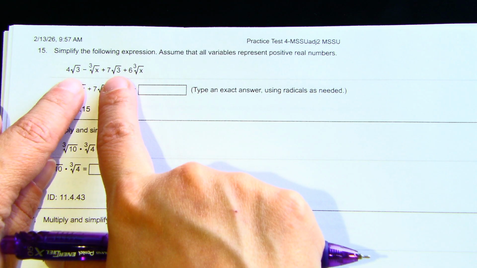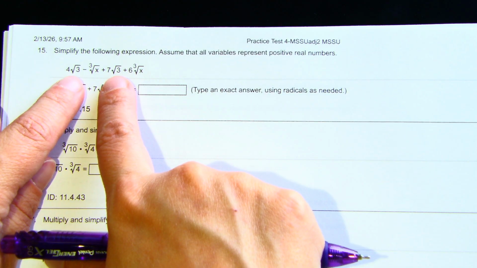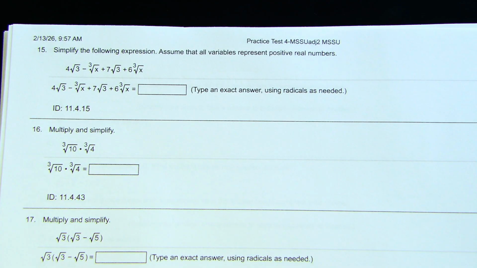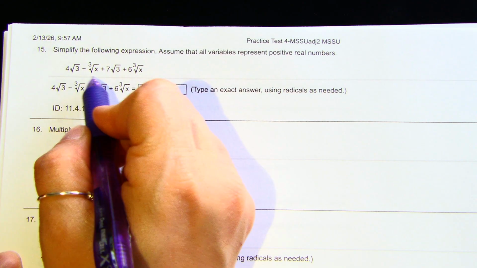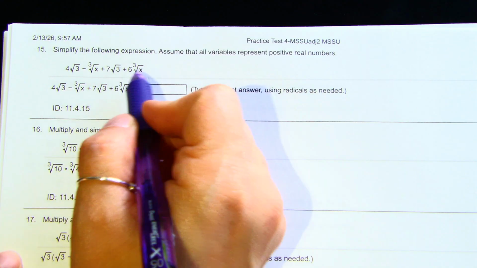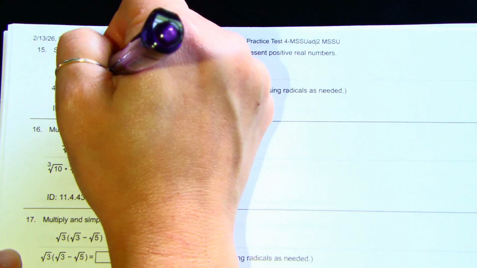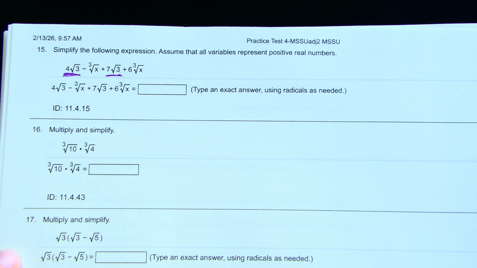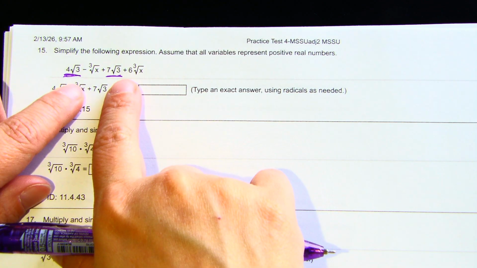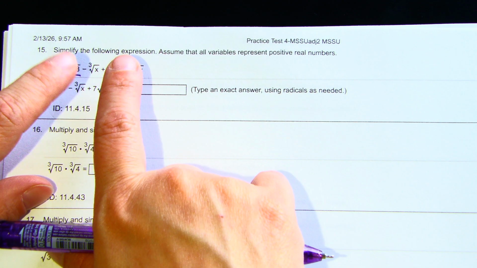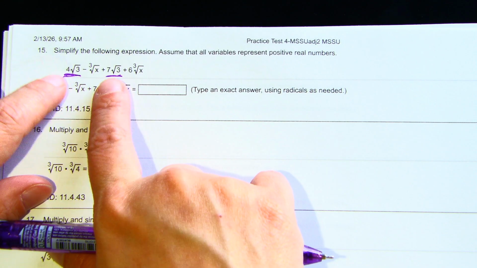So I have 4 radical 3 minus the cube root of x plus 7 radical 3 plus 6 cube roots of x. So I have square roots of 3 that are the same, so I can do that addition. And what I do is it's a lot like adding fractions, in that with fractions, if they have the common denominator, we don't do anything with the common denominator. We just add the numerators. So we're not going to do anything with the radical bit. We're just going to add the coefficients up front. 4 plus 7 is 11. 11 what? 11 radical 3s.